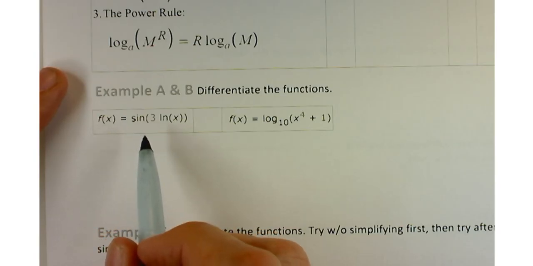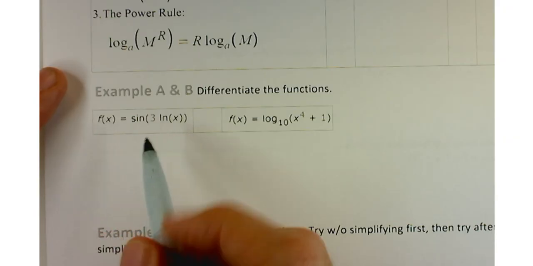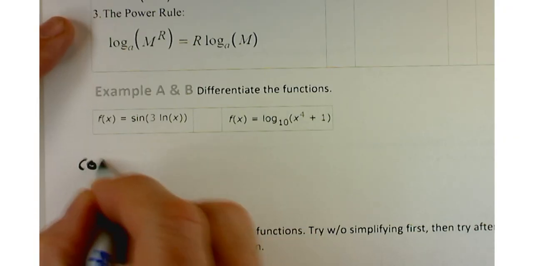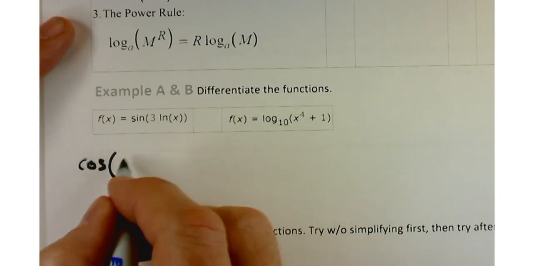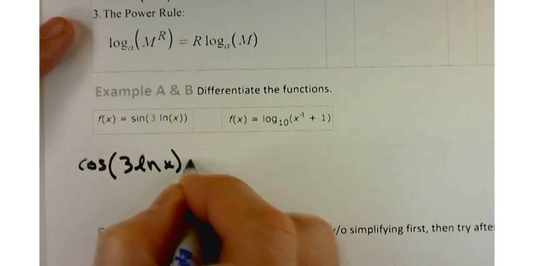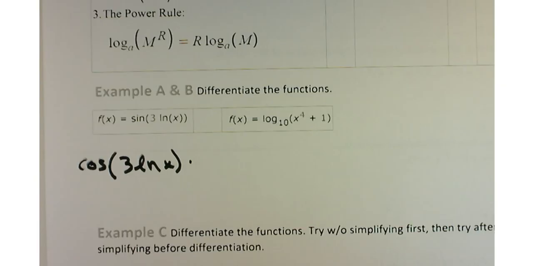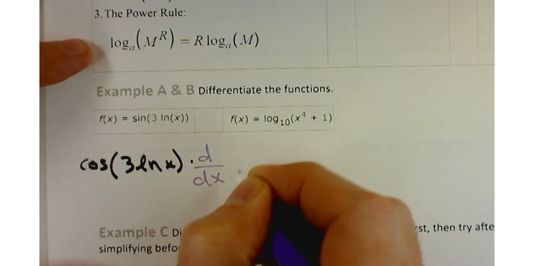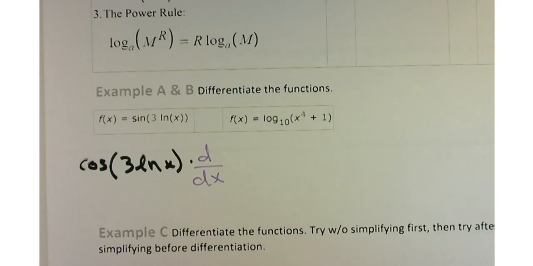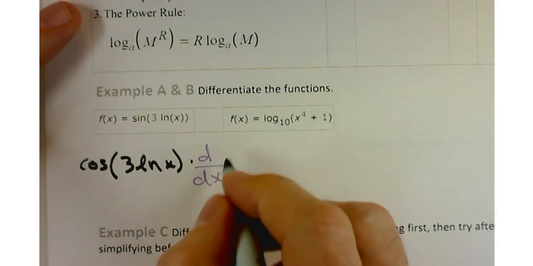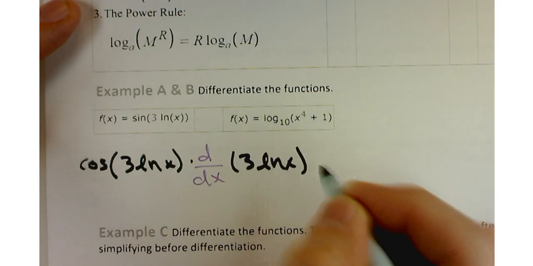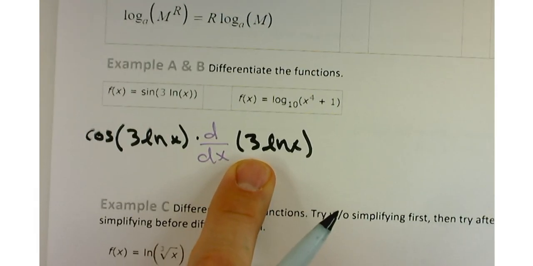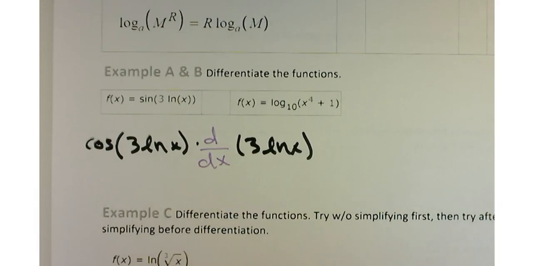Oh, okay. So derivative of the outside is going to be cosine of 3 ln of x times the derivative of the inside. So let me just write that as is. So here's our derivative of the outside times d by dx, the derivative of the inside, 3 ln of x. Now what happens when we differentiate a constant, or when we have a constant as part of our function? Yeah, derivative of a constant is 0.